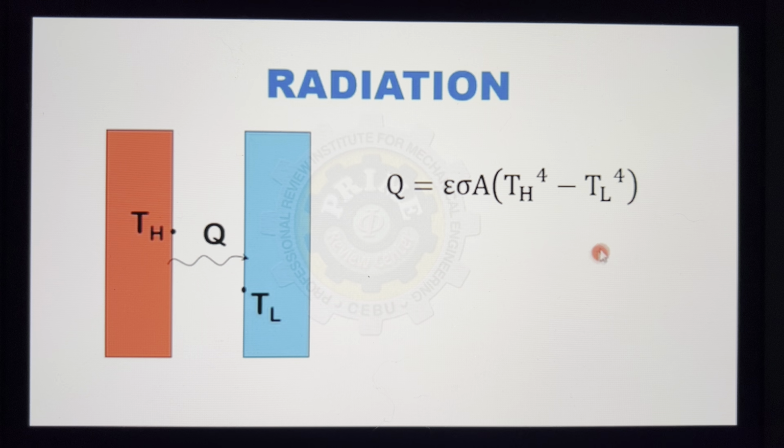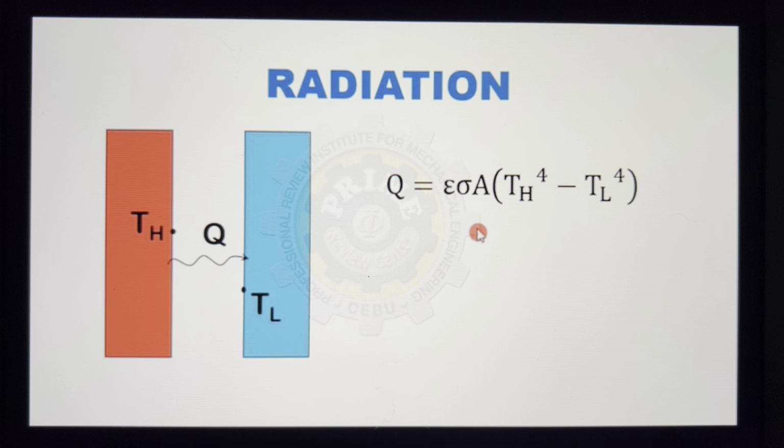Okay, so take note of this kasi importante ito. Dito sa radiation, lahat ng temperatures should be absolute. Okay, so kapag SI, plus 273, kapag English, plus 460. Kasi yung mga temperatures dito, naka-raise to the power of 4. Unlike doon kanina, sa mga delta T, walang exponent, so okay lang kahit hindi naka-absolute.